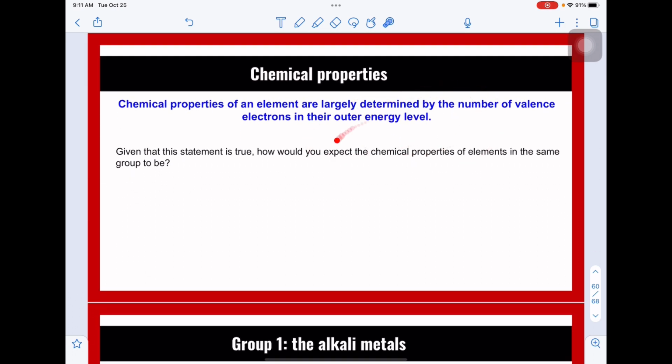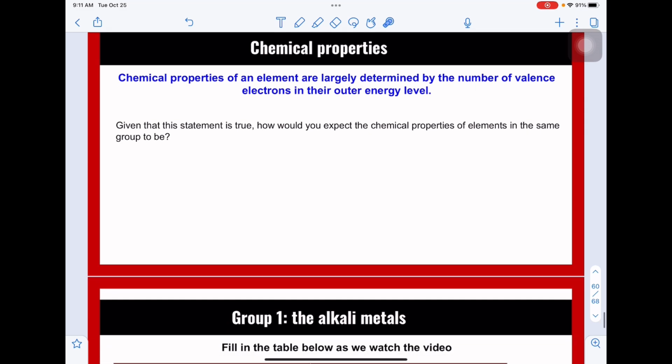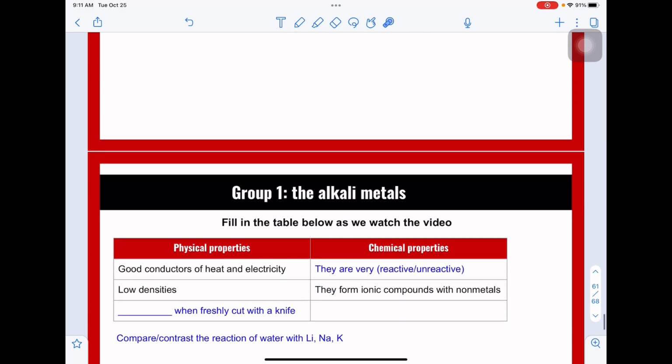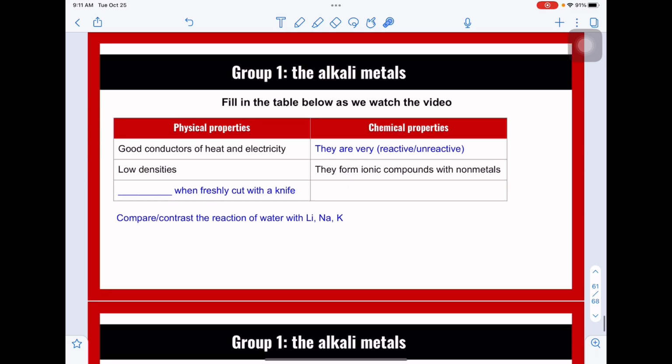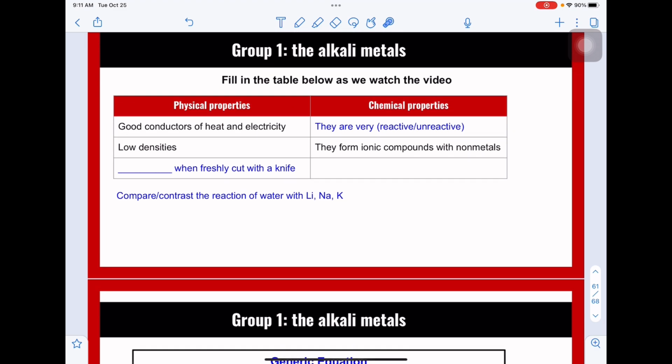Again, just to remind you, chemical properties are largely determined by the number of electrons in the valence shell. Okay, so looking at group 1, alkali metals, we expect them to behave in a similar fashion, and they actually do. So let's look at some properties here. Physical properties, we have that they are good conductors of heat and electricity. Okay, they conduct heat and electricity.